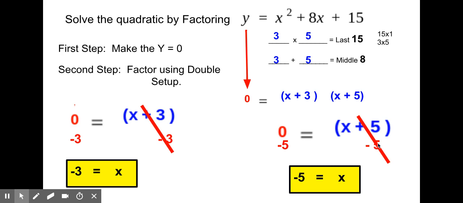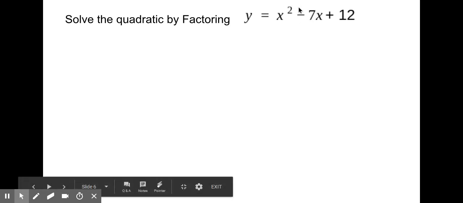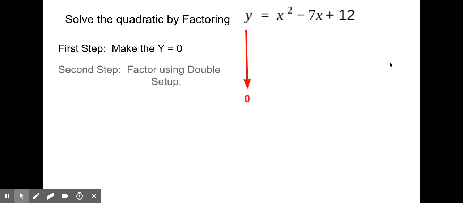The next problem is going to have negatives, which make it a little bit tougher. Please take a look at example 2 on your worksheet and follow along with me as I show you how to do it. So here's example 2. Notice that I have a negative in here. And so that's going to change the way you have to look at this a little bit. The first step is always the same. Make the y equal 0. The next step is also the same. You're going to factor using the double setup.